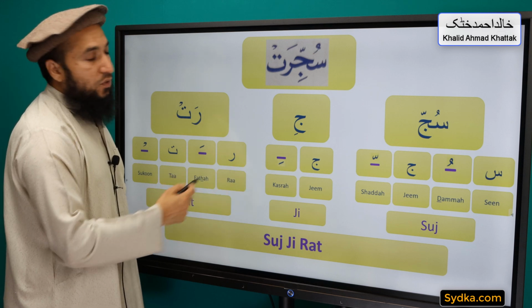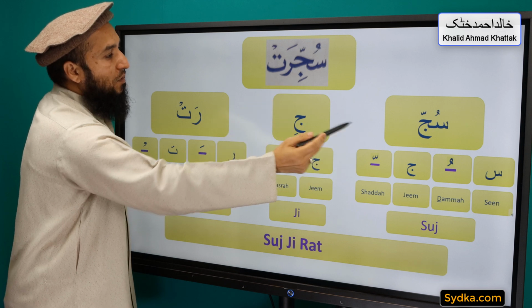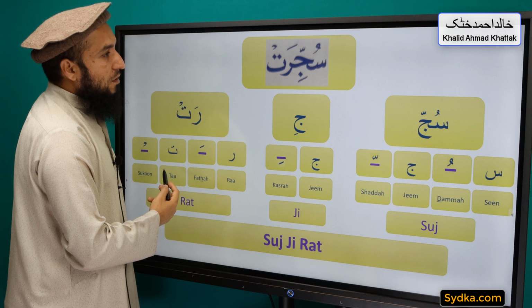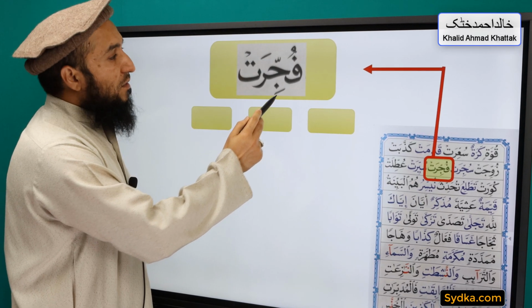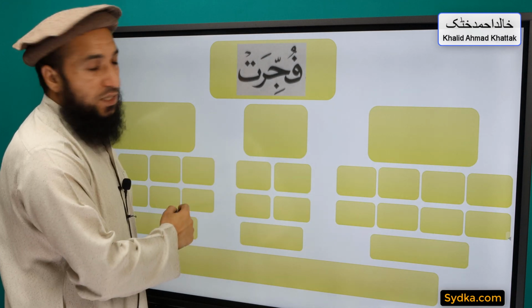Combining all 3 syllables together we have sujirat, sujirat, sujirat. The next word we have is fujirat, and it can be divided into 3 syllables.